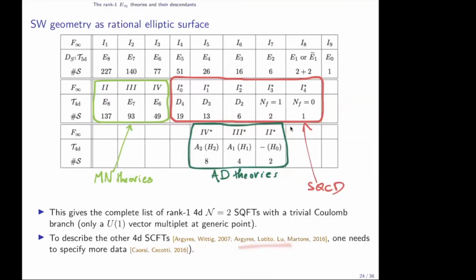Those theories are characterized by what they call an enhanced Coulomb branch, which means that at a generic point of the Coulomb branch, there are also a bunch of hypermultiplets. And to discuss that, it's been discussed in this paper in particular, but to discuss that in this language, you need a bit more data.